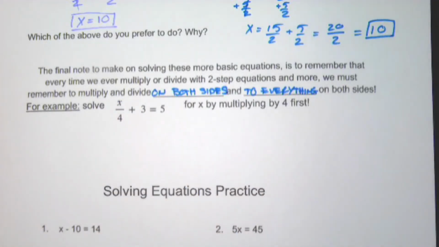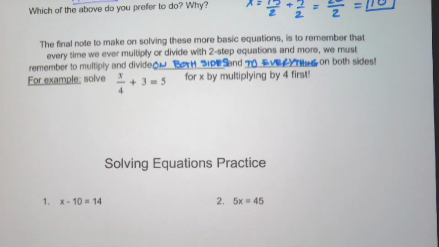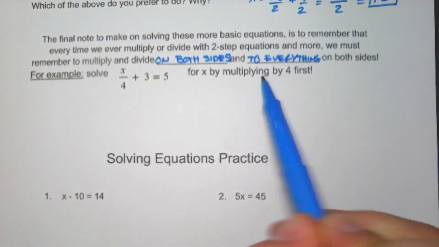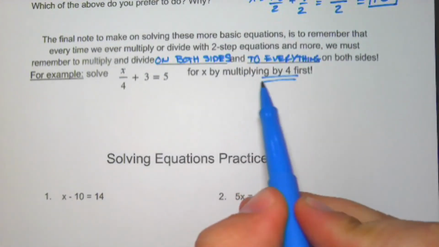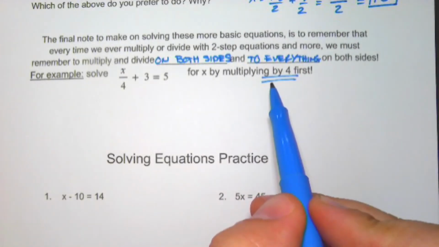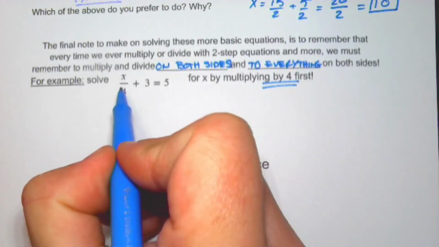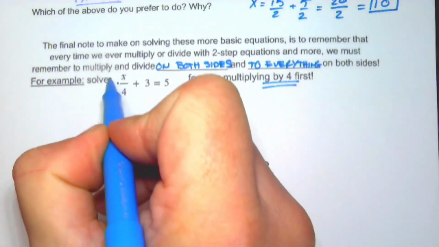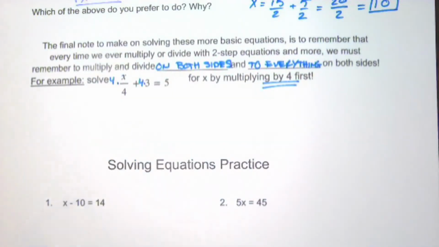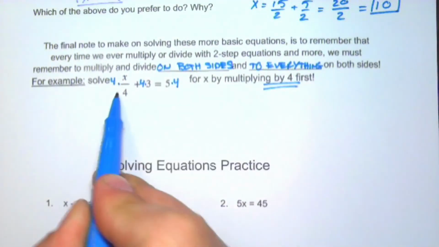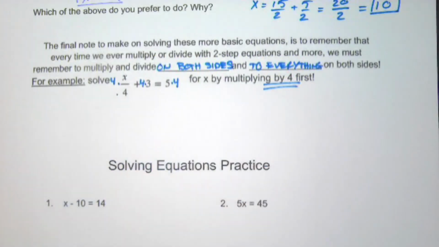So one last example that we'll do together of multiplying by 4 first, kind of showing what happens when we have to do that, or if I told you to do it. And then for the rest of these problems, you'll be given the choice, whatever method you prefer. So I'm asking you to multiply by 4 first, which means this x divided by 4 we have to multiply by 4. This 3 we have to multiply by 4, and this 5. So every separate term has to be multiplied by 4.